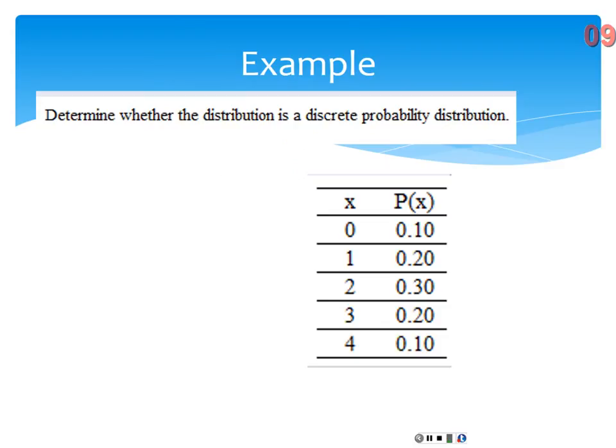This is an example. This probability distribution is given as 1, but is it? First question you ask yourself, do all the probabilities add up to 1? No. 0.10 plus 0.20 is 0.30, plus 0.30 is 0.60, plus 0.20 is 0.80, plus another 0.10 is 0.90. So no, it doesn't add up to 1. So no, this is not a probability distribution. Just because of that, the probabilities don't add up to 1.